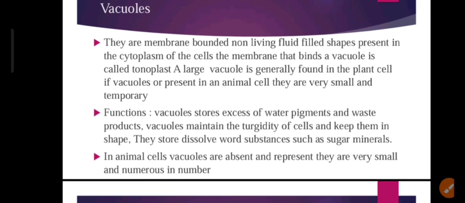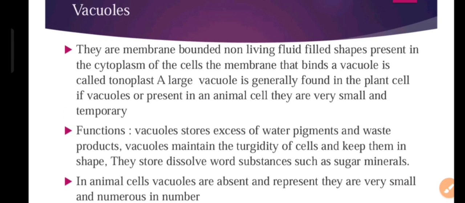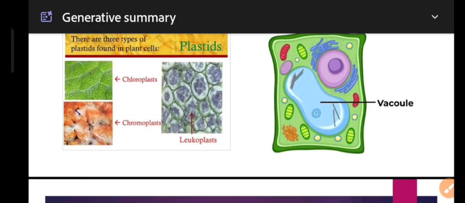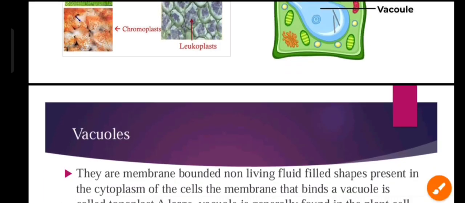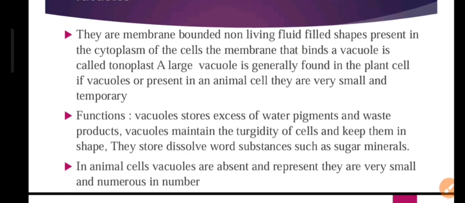And then the last cell organelle, that is the vacuoles. Yes, they are membrane-bound, non-living, fluid-filled sacs present in the cytoplasm. In the cytoplasm you can notice the large vacuole. In a plant cell we can notice a large vacuole. A large vacuole is generally found in the plant cell. If vacuoles are present in an animal cell, they are very small and very temporary.